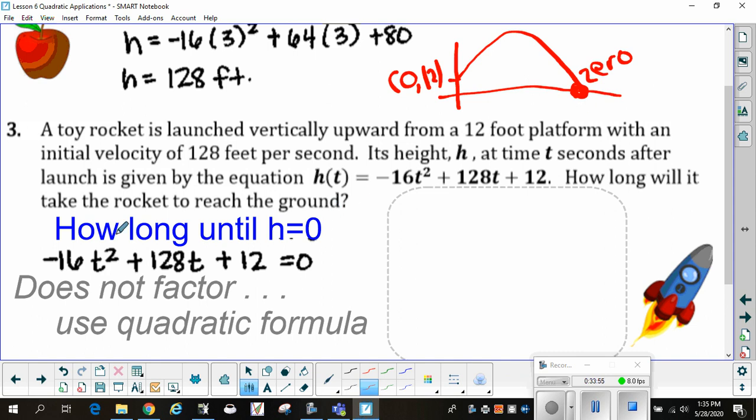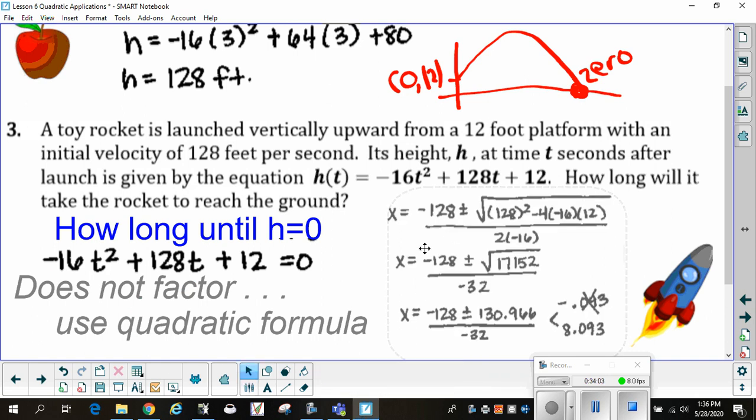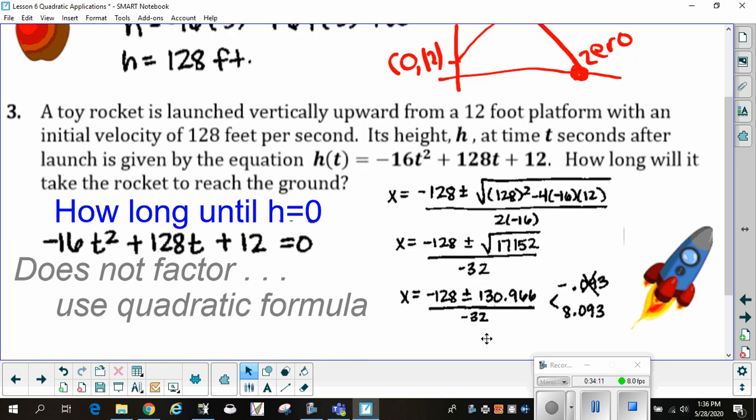Okay, well, if I need the solution, I want to try factoring it. Well, it does not factor. So I'm going to have to use the quadratic formula. So negative b plus or minus the square root of b squared minus 4ac all over 2a. And I plug it all in. The rocket cannot hit the ground before it's launched, so the negative 0.093 makes no sense. The 8.093 does.